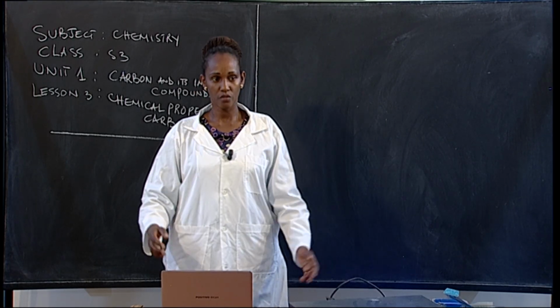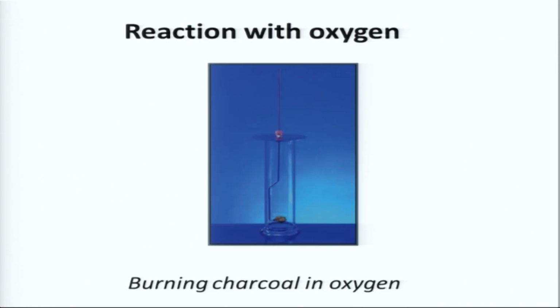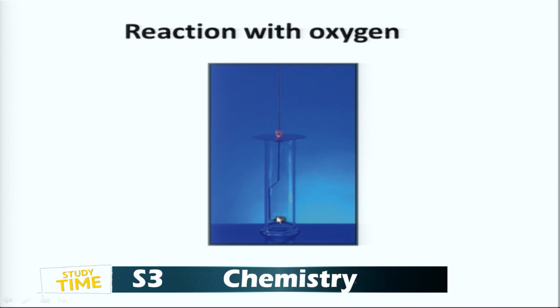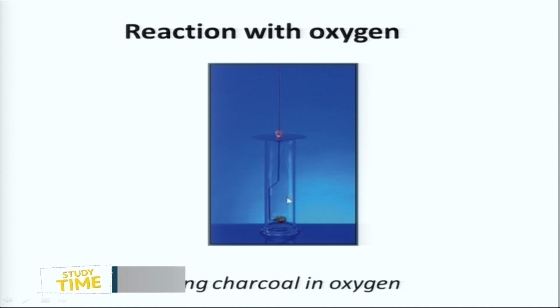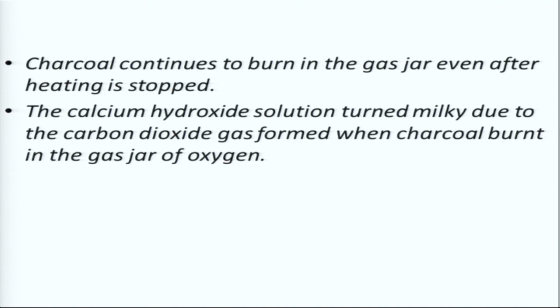Now, let us start off. Look on the slide. On the slide, you're seeing charcoal burning, all right? A burning charcoal in oxygen. That is the reaction of carbon with oxygen. As I said, when we are talking about chemical properties, we are talking about reactions. So we are talking about reaction with oxygen. So burning charcoal in oxygen. What takes place? That's what we need to see. When we talk of charcoal, we are talking about carbon, all right?